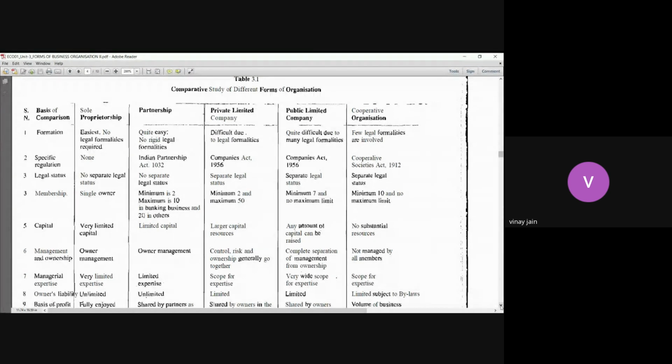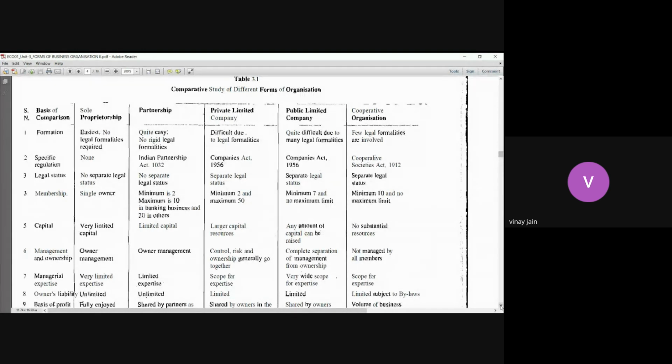We have a basis of comparison like formation. Under sole proprietorship, we have the easiest formation, no legal formality is required. But under partnership, it is quite easy, no rigidity, few legal formalities. In private limited company, guys, it is difficult due to legal formalities. In public limited company, it is quite difficult due to many legal formalities. Under cooperative organization, guys, few legal formalities are there.